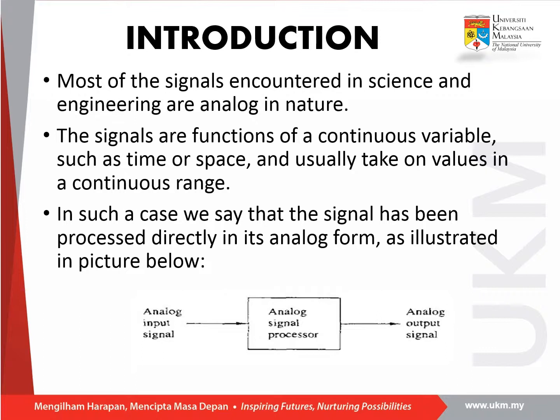So this is basically the introduction of our project. Most of the signals encountered in science and engineering are analog in nature. The signals are functions of a continuous variable such as time or space and usually take on values in a continuous range. In such a case, we say that the signal has been processed directly in its analog form, as illustrated in the picture below. As you can see, the analog input signal goes through an analog signal processor and we produce the analog output signal.